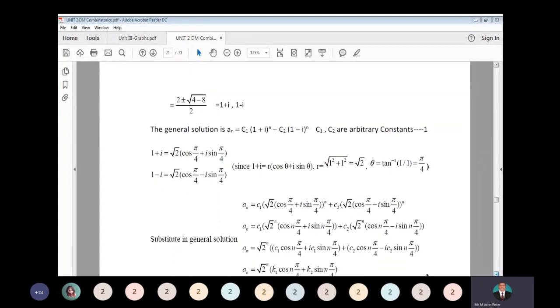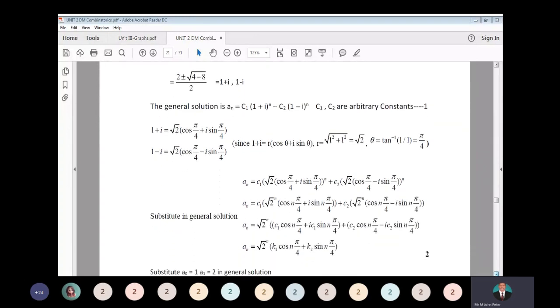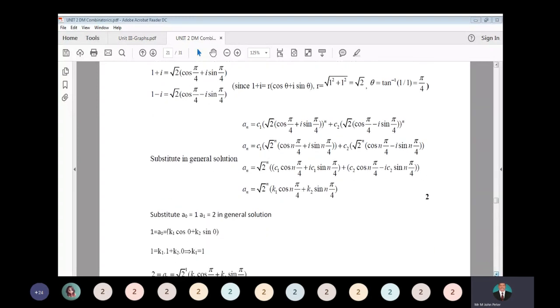Now 1 + i is equal to √2(cos π/4 + i sin π/4), where cos π/4 is 45 degrees, giving 1/√2. Similarly, 1 - i is √2(cos π/4 - i sin π/4). That is, 1 + i = r cos θ + i r sin θ, where r = √(1² + 1²) = √2 and θ = tan⁻¹(1/1) = π/4. This is actually a standard question.